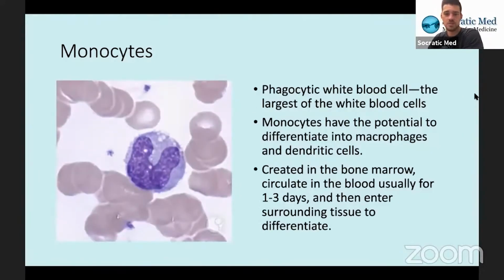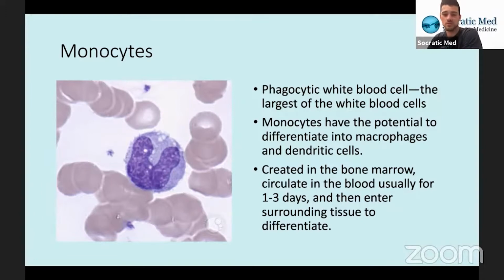And monocytes, like we just mentioned, they are also another phagocytic white blood cell, and they're the largest of the white blood cells. So monocytes have the potential to differentiate into macrophages and dendritic cells. Dendritic cells are another immune cell. These monocytes are created in the bone marrow. They circulate in the blood usually for 1 to 3 days, and then they enter surrounding tissue to differentiate.